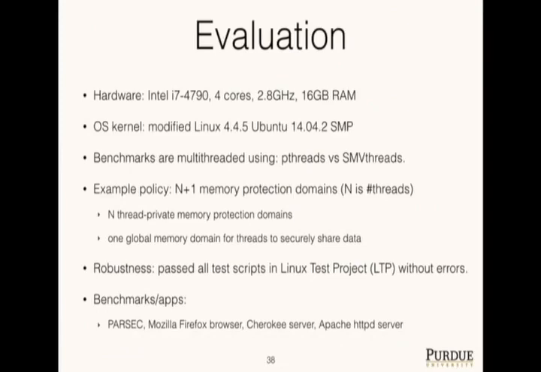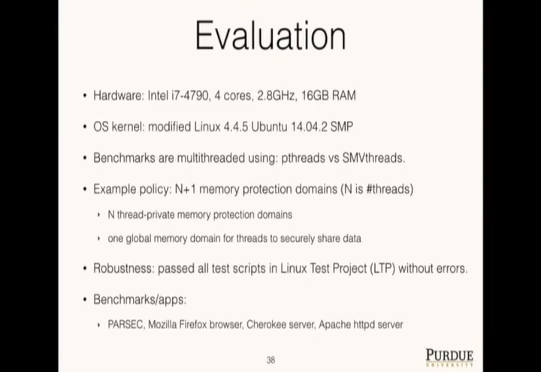We evaluated our SMV prototype on an Intel machine with 4 cores and 16 gigabytes of RAM, running our modified Linux kernel based on a pretty recent version released early this year. We compile all the benchmarks into two versions, pthreads and SMB threads. For all the multi-threaded benchmarks, we created n+1 protection domains, where n is the number of threads, and the additional memory domain is the global pool for threads to securely share data.